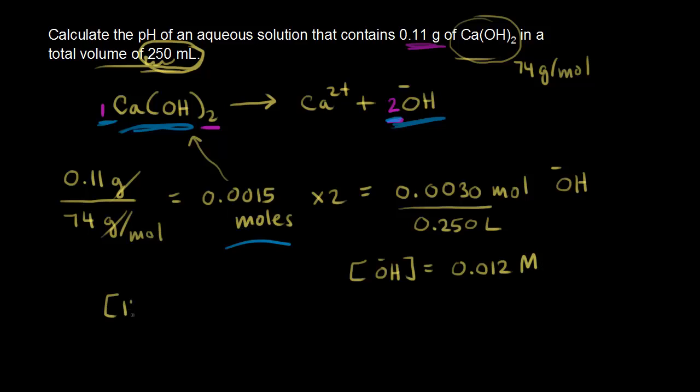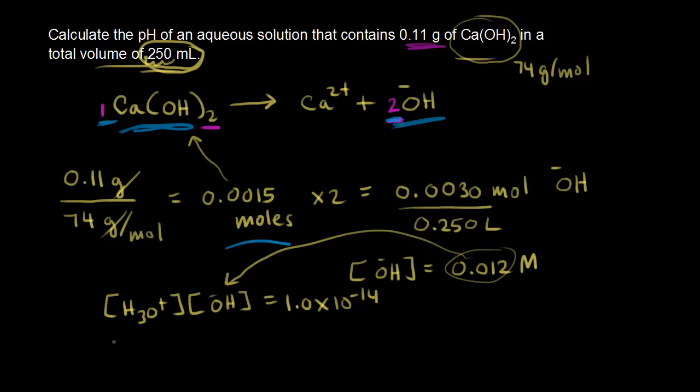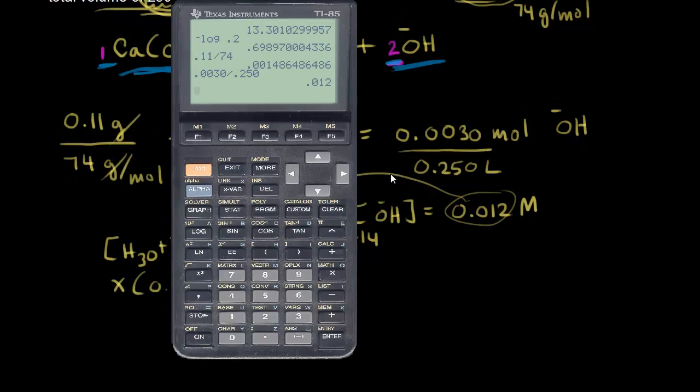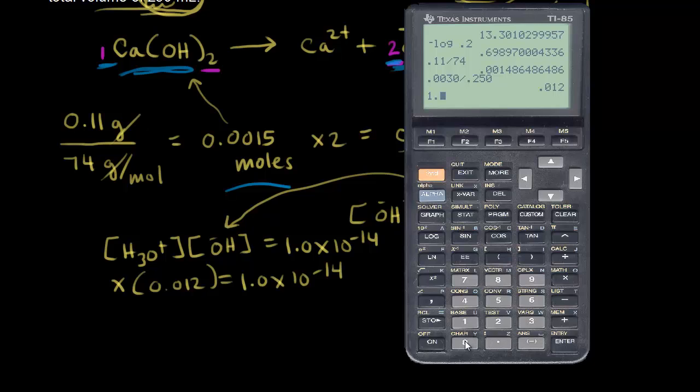Right, so you could go for this equation. Hydronium ion concentration times hydroxide ion concentration is equal to 1.0 times 10 to the negative 14. All right, and you could take this and plug it into here. So you get x times 0.012 is equal to 1.0 times 10 to the negative 14. And let's get a little bit more room here. And let's do this calculation really quickly. So we have 1.0 times 10 to the negative 14.